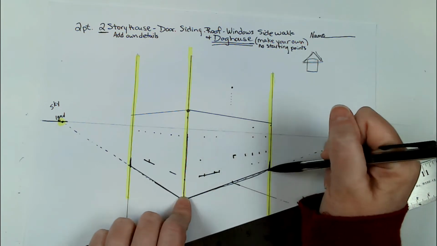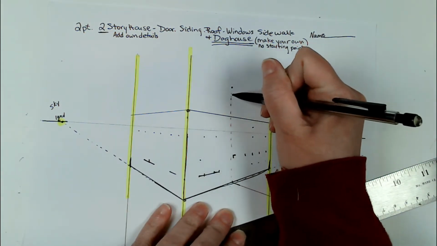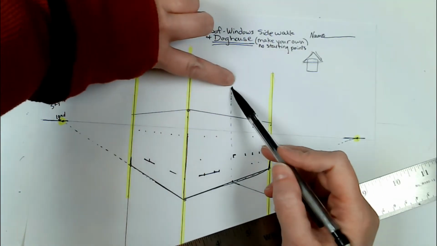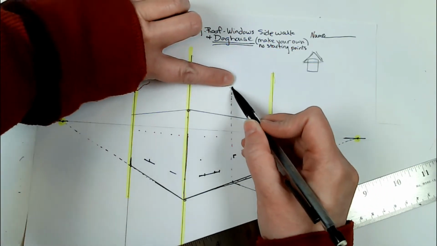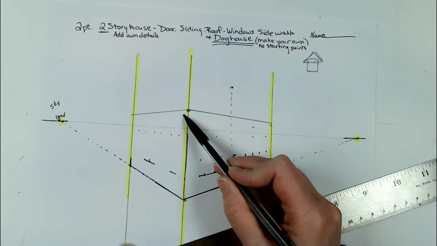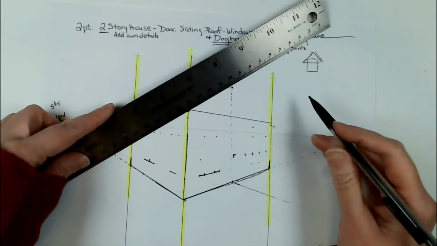I'm going to find in between here and here where's the halfway, and I'm just eyeballing it. So I'm going to go up however far I want my triangle, so that's the top of the roof. I decided here I'm going to have it go a little bit past that corner and a little bit past this corner. So I'm going to draw a triangle.